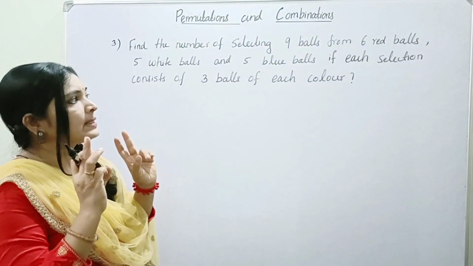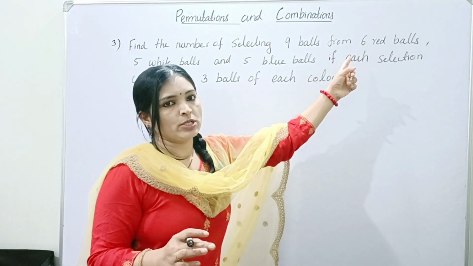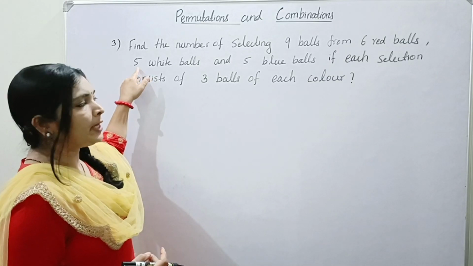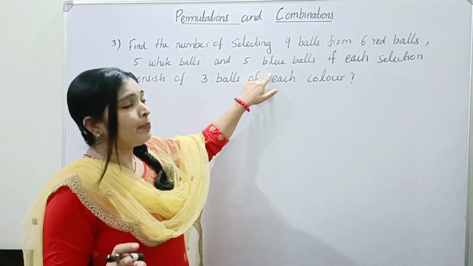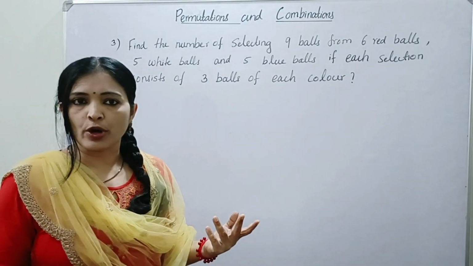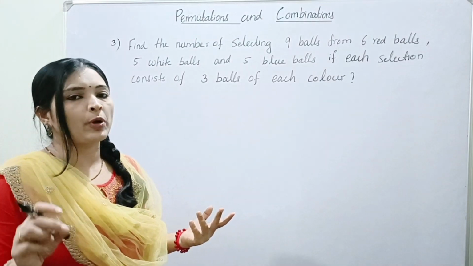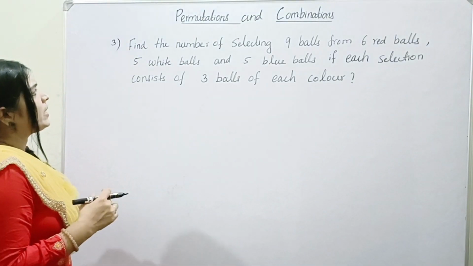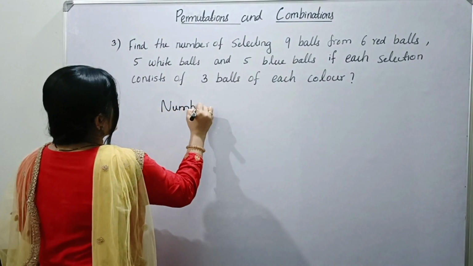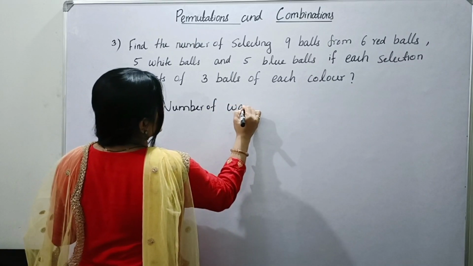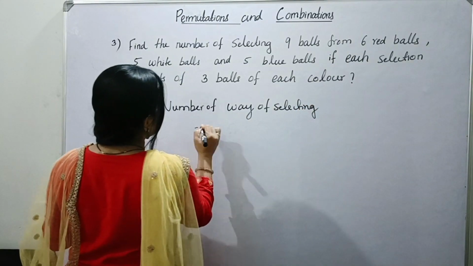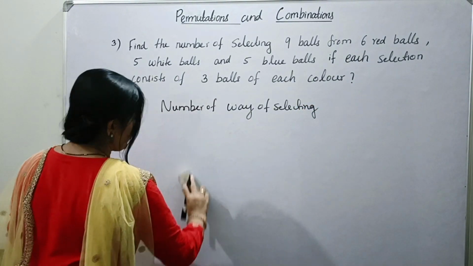So we have to select 3 red balls out of 6 red balls, and 3 white balls out of 5 white balls, and 3 blue balls out of 5 blue balls. Here also order is not important. Order does not matter, so the problem is of combination. So what is the number of ways of selecting? Number of ways of selecting is equal to, here itself I will write.